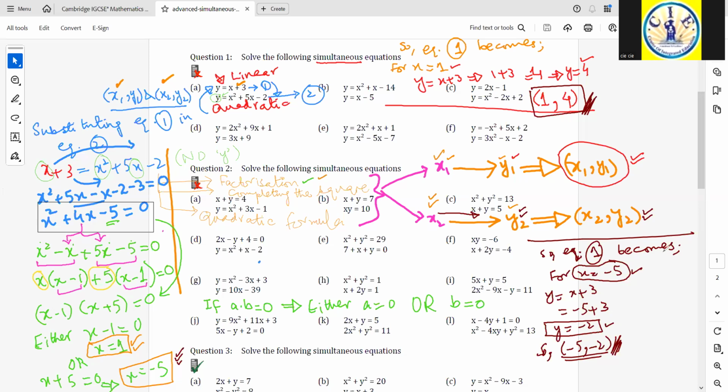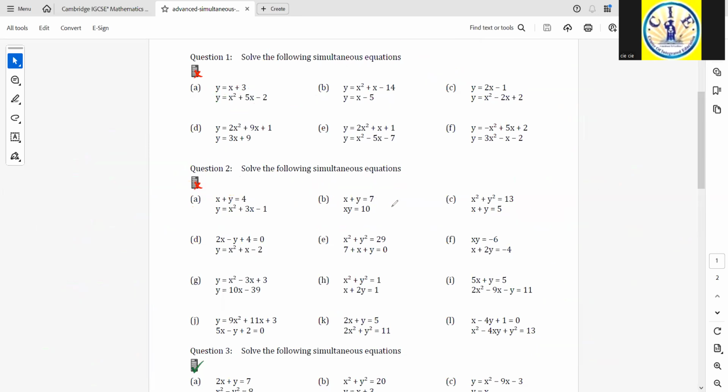Now let's do another question for more practice. Let me take, for example, part C of question number 2. Now, this is equation number 1, the linear one. This is the second equation, the quadratic one. So I'm going to adopt the same procedure. From equation number 1, we need to replace the value of any variable. Let me have x equals to 5 minus y.